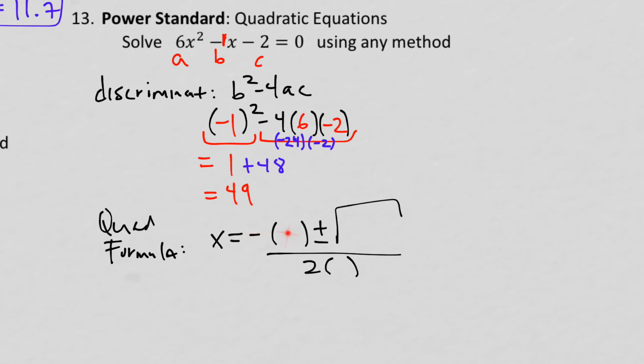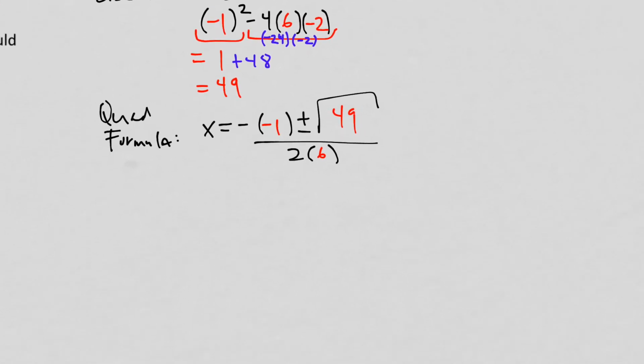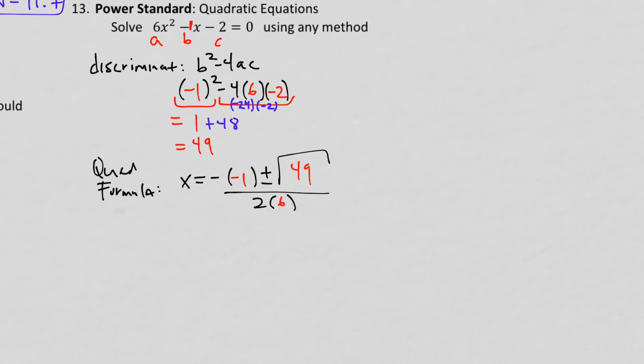x equals -b. b here is -1, so I put a -1 in the parentheses, plus or minus the square root of the discriminant, which we found to be 49, so it just goes right in there, all over 2 times a, but a here is 6, so that goes right in here. Then at this point I can just work this out. A negative times a negative is a +1, plus or minus the square root of 49, which is 7, because 49 is a perfect square. It's a 7 by 7 square, so it's 7. All over 2 times 6, which is 12.